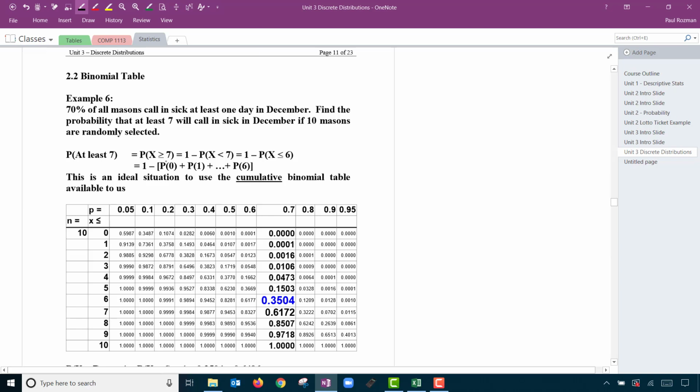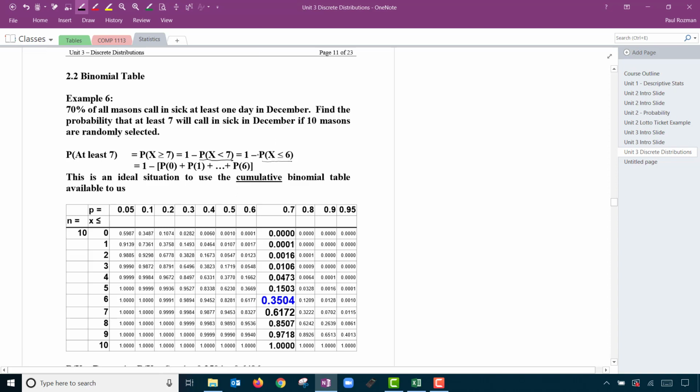The opposite of greater than or equal to 7 is less than 7, and because it's discrete, being less than 7 means that you're 6 or less. Now, the reason I converted it to a less than or equal to question is that even though it would be more work to calculate by hand this way, this is the way the cumulative binomial table works. It helps you solve problems that are in the form less than or equal to.